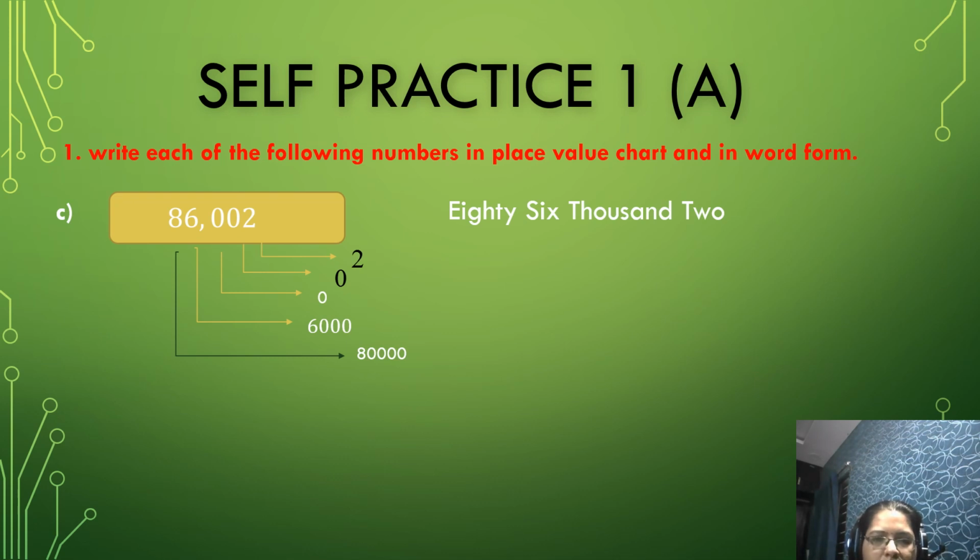So word form of this number 86,002 will be 86,002, and place value of 8 is 80,000. 6 का place value है 6,000, 0 का place value है 0, 0 का place value 0, and place value of 2 is 2 only.